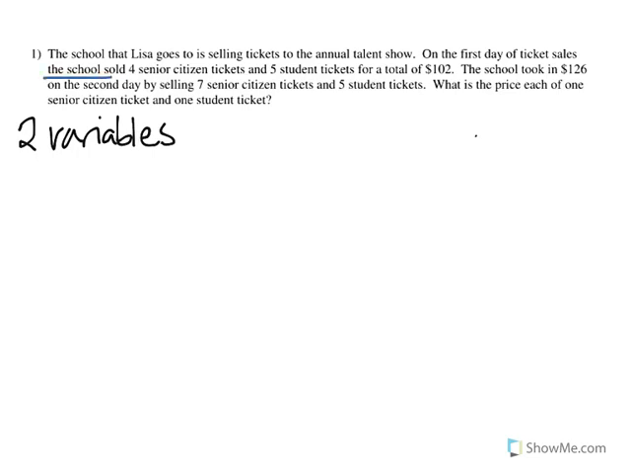And so here it says the school sold 4 senior citizen tickets and 5 student tickets for a total of $102 on the first day. And then on the second day, the school took in $126, selling 7 senior citizen tickets and 5 student tickets. Now notice these two sentences are structured very similarly.